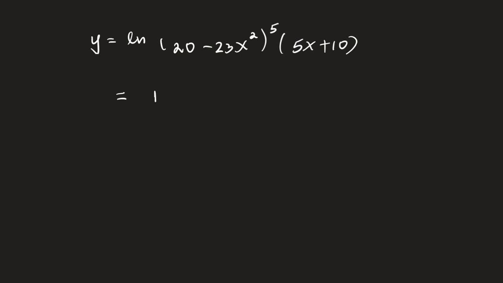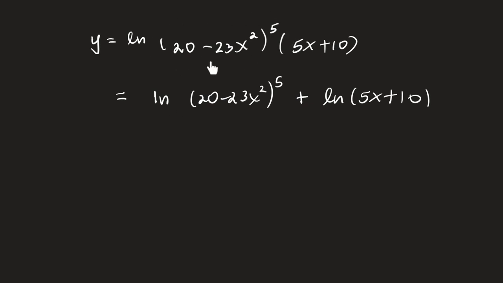So we're going to get the natural log of (20 minus 23x squared) to the fifth plus the natural log of (5x plus 10), because the rule says that when you have a log of a product, it's equal to the sum of the two logs. So here's the first factor in our product, 20 minus 23x squared, quantity to the fifth, and here's the second factor in our product, 5x plus 10. So now I've taken the log of each factor and then added them together.